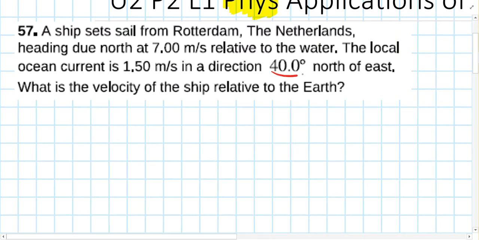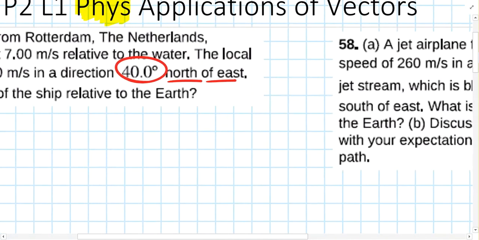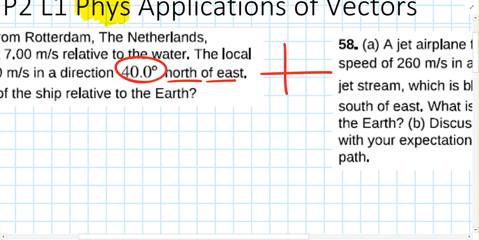So one of the first things that I'll do is I'll change this 40-degree angle if necessary. Now 40 degrees is pointing north of east, and in actuality, if east is pointing this direction and north is pointing this direction, 40 degrees north of east puts it right here at the 40-degree mark, and on our 360-degree scale, that's completely fine. That is appropriate.